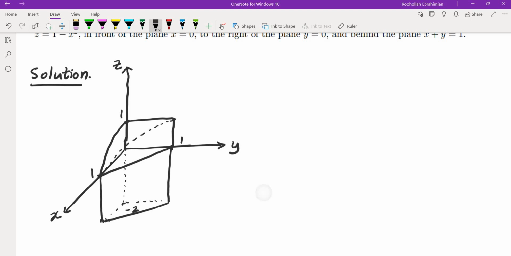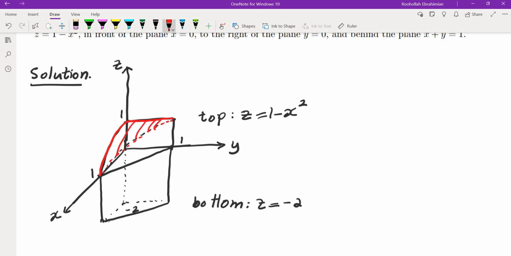Okay, so what is the bottom and what is the top? So the bottom of this solid is the plane z equals -2. So that's the bottom. What is the top of this solid? Well, the top is z equals 1 minus x squared. So if I mark it here, this is the top of the solid. So this is the top. And what is the bottom? It is right here. So these are the two things we need to understand.